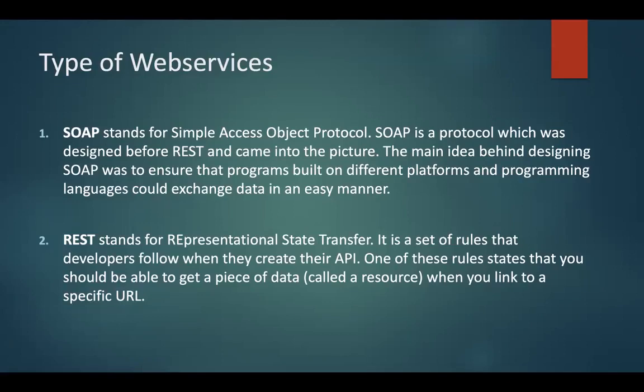One of these rules states you should be able to get a piece of data called a resource. So whenever you communicate with REST APIs, you can refer to a resource. A resource can be considered as a table of the database, just like the employee. Employee you can consider a resource, and on that resource you can do different operations like create, update, delete, put, and post. When you create a REST API, it provides a unique URL of a particular resource.